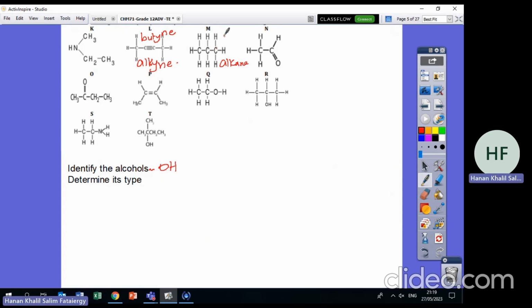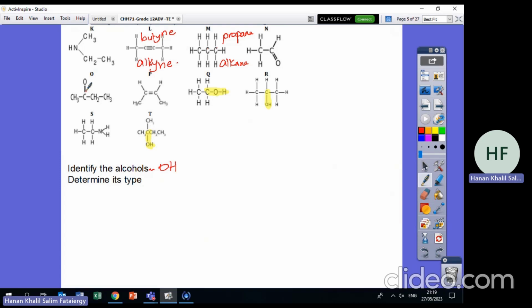Okay, name 1, 2, 3. This is prop, and single bonds. So this is amine. Now this one I will speak about in lesson 8. This one has a C double bond O, so this is not alcohol. This one has an OH group, so this is alcohol. This one has an OH group, so this is alcohol, and also this is alcohol.